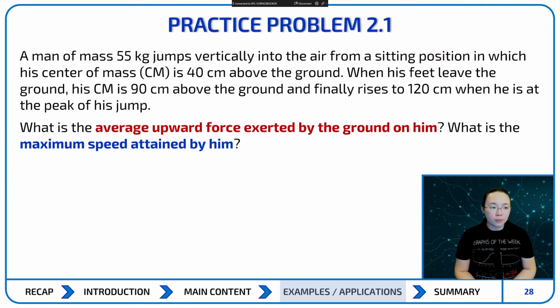So the first practice problem that I want to go through, I won't have the solutions here, but we'll present them during the live lecture. I have a man of mass 55 kilograms, and he jumps vertically into the air from a sitting position, in which his center of mass is 40 centimeters above the ground. When his feet leave the ground, his center of mass is 90 centimeters above the ground. Due to his motion, he keeps rising until he reaches 120 centimeters at the peak of his jump. You're asked to find two things: the average upwards force exerted by the ground on him, as well as the maximum speed attained by him.